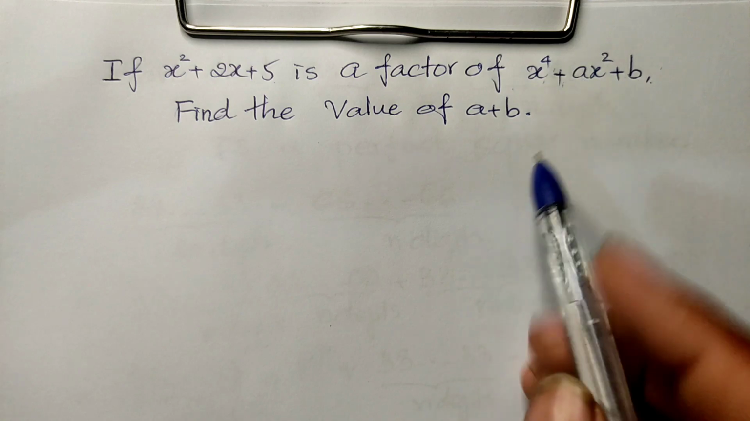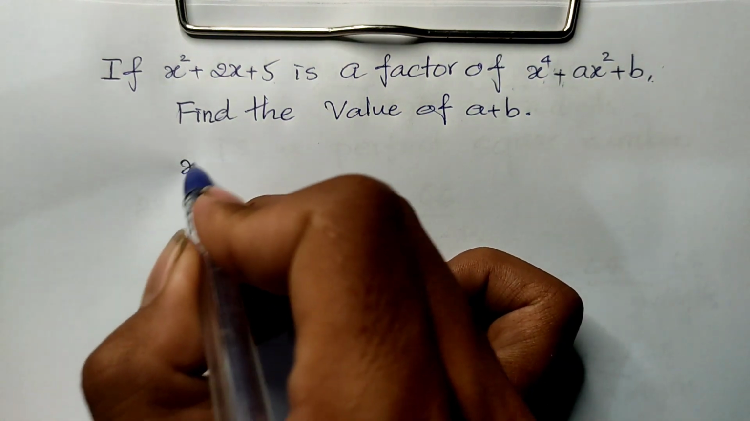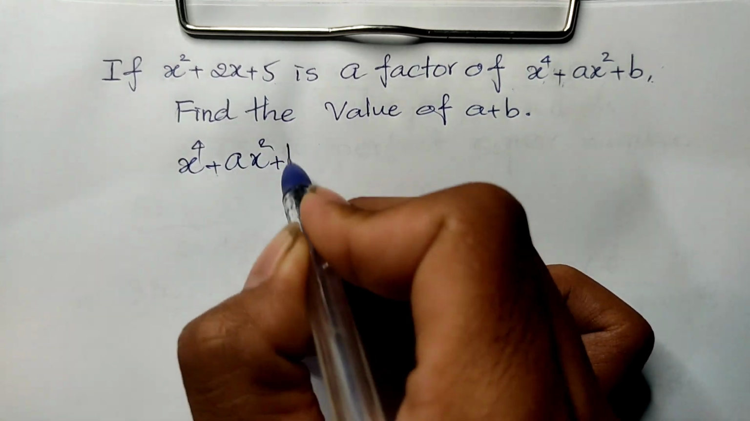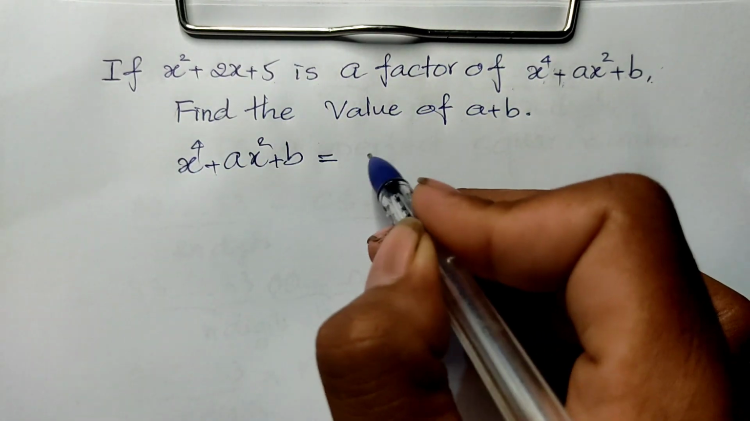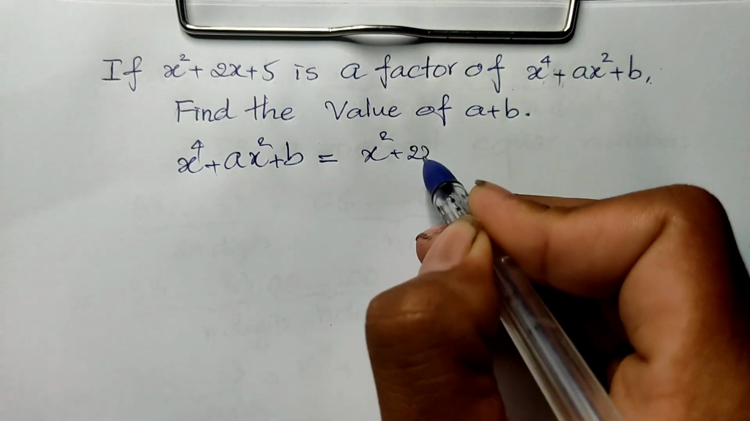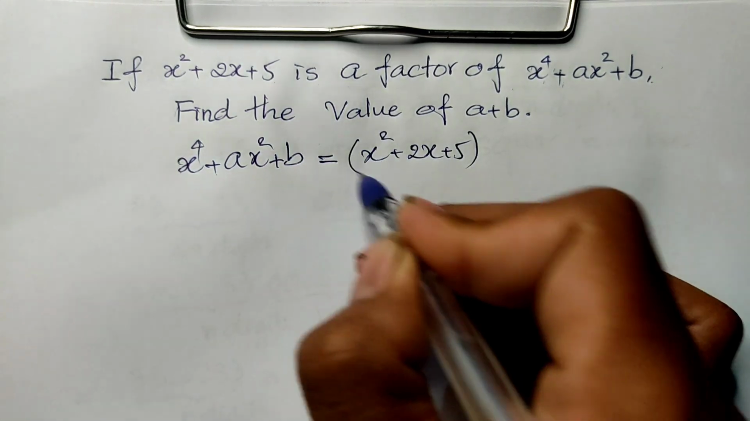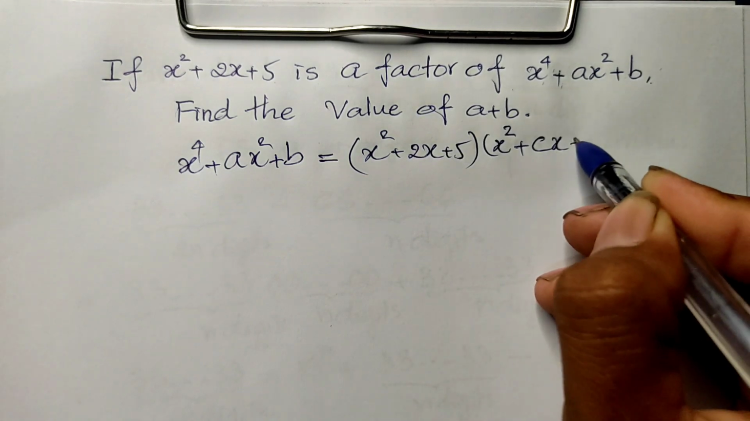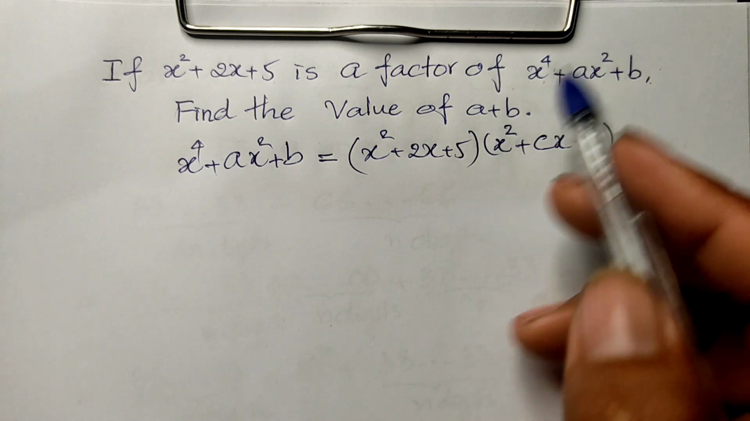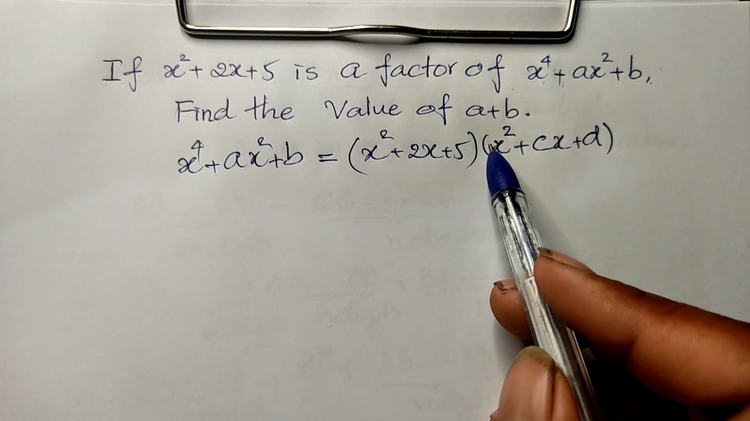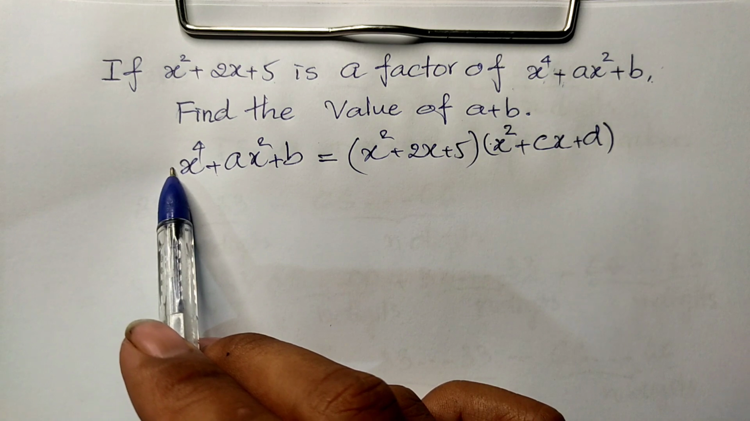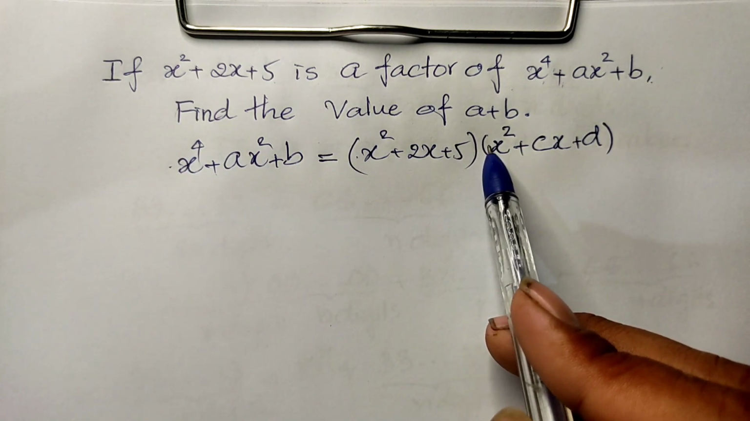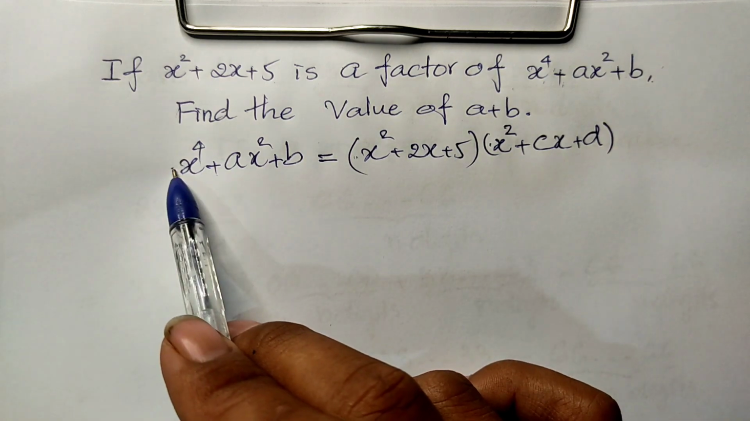So I can write this: x power 4 plus ax squared plus b is equal to x squared plus 2x plus 5, multiplied by x squared plus cx plus d. You know why I write this one? We see this is 1, so we have this 1, and 1 multiplied by 1, we get 1.